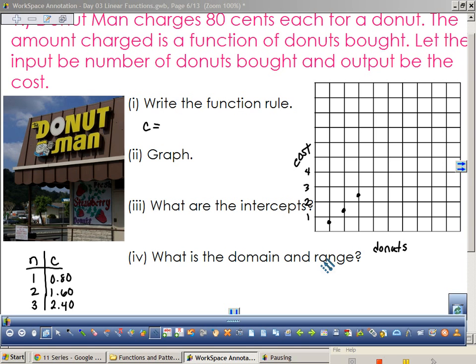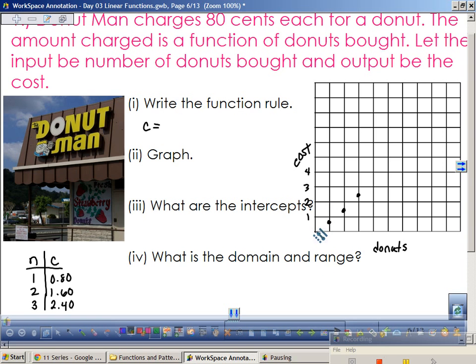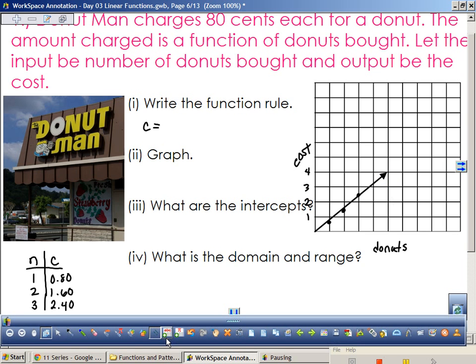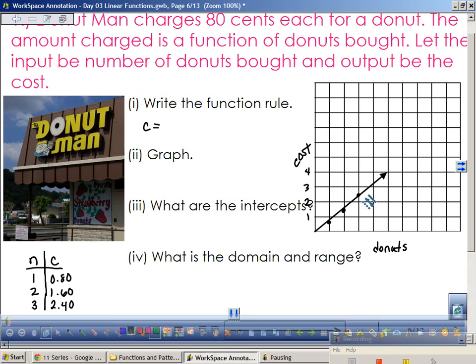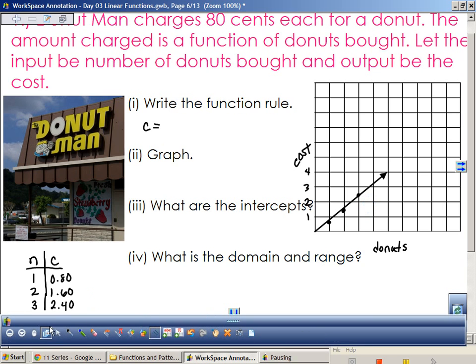From the 0? So like that? And there's an arrow on it. Why? Because it doesn't say that there's like a sold out amount of donuts, right? Okay, so we have a graph.